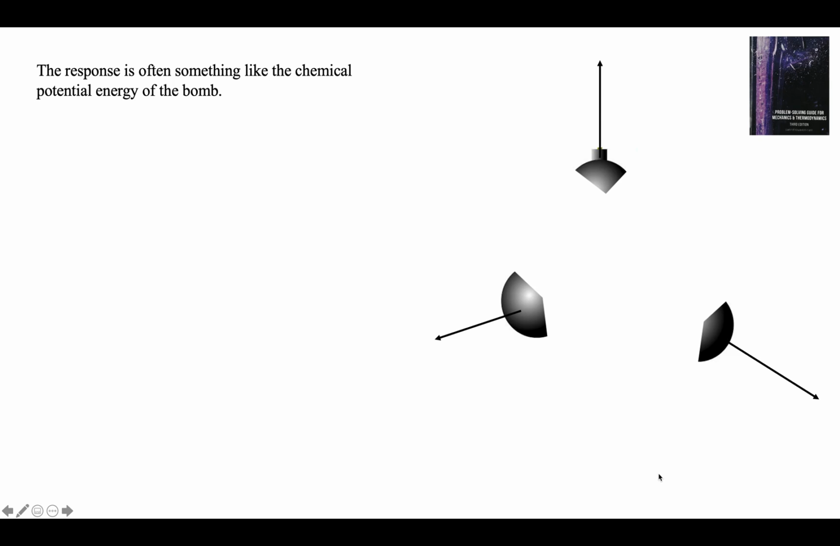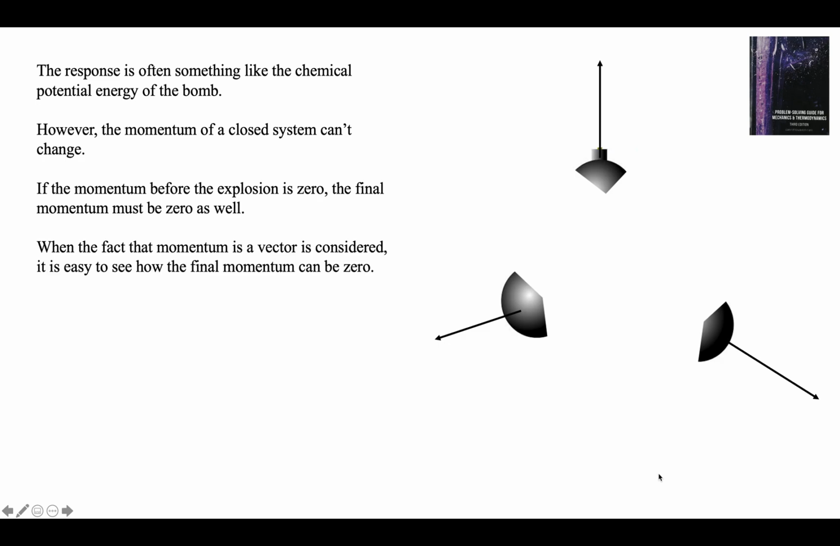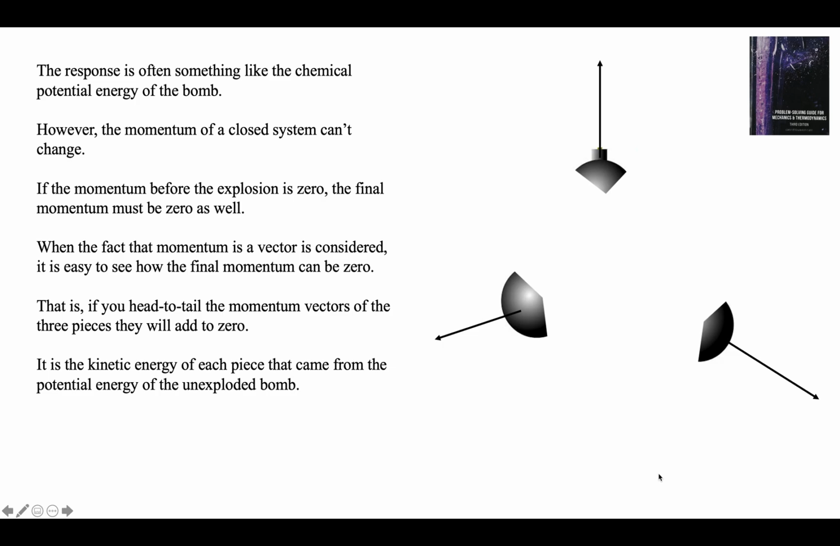It's not the chemical potential energy inside the bomb. The momentum of a closed system can't change. If the momentum before the explosion is 0, the final momentum must be 0 as well. As soon as you realize that momentum is a vector, you can see that if you add the three momentum vectors, they can sum to zero. There's no net final momentum, because the pieces go in different directions. It's the kinetic energy of each piece that came from the chemical potential energy of the unexploded bomb. Energy is a scalar. There's no such thing as energy in the x direction or energy in the y direction.